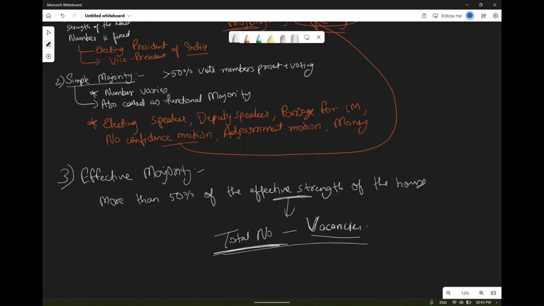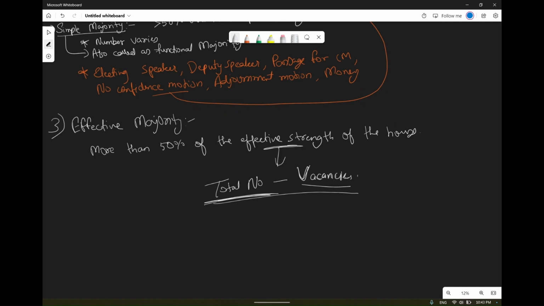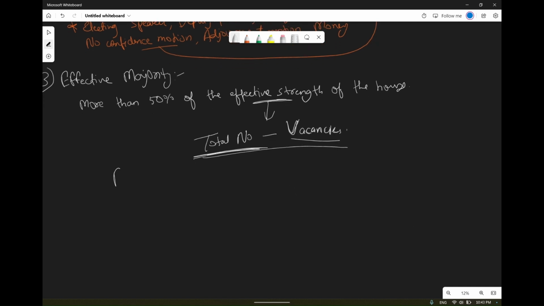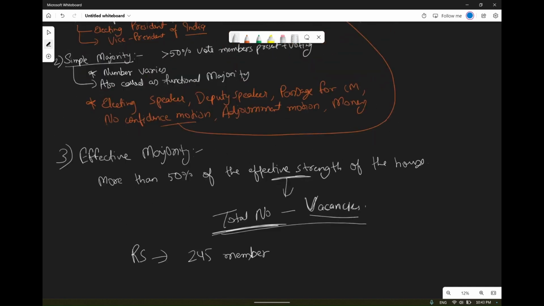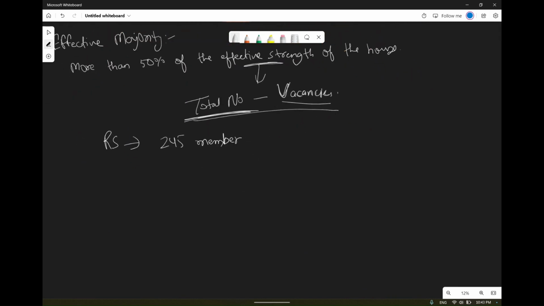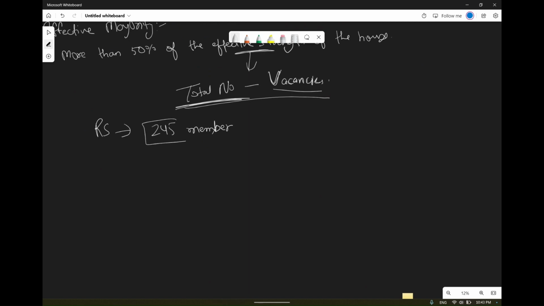So what do we understand by effective majority? We reduce the vacancies from the total number of seats. Let us suppose, for example, for the Rajya Sabha, the total strength is 245 members. Suppose within the 245 members, 45 are vacant. Then the effective strength of the Rajya Sabha will be 200.